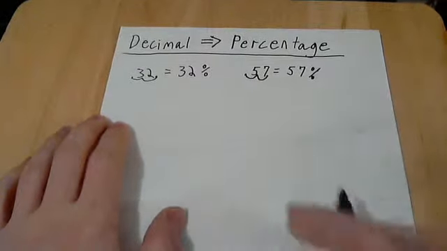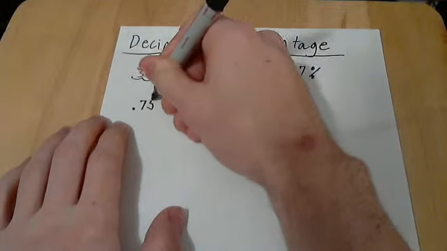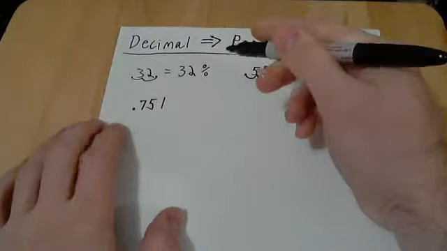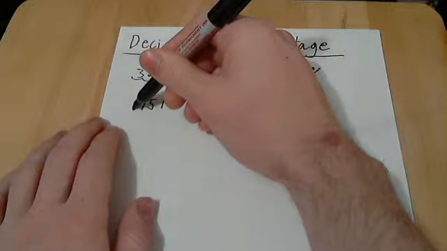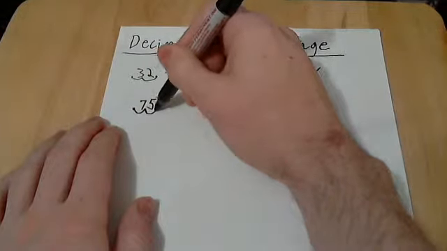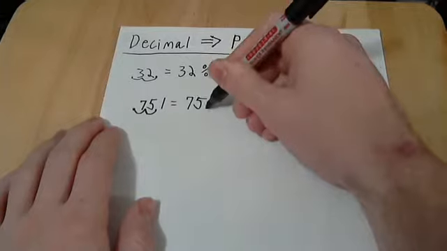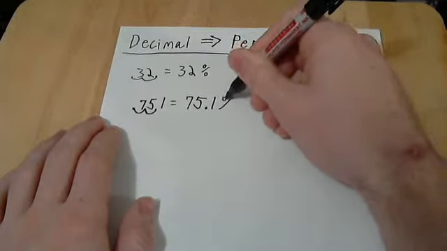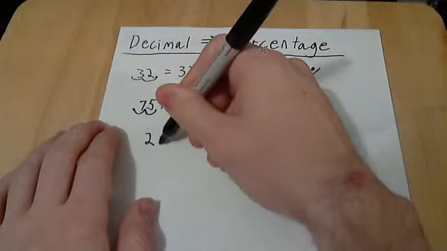Now let's take another example, 0.751. Once again, we multiply this by 100, moving the decimal point 2 places to the right, which gives us 75.1%. Now let's go with 2.13.